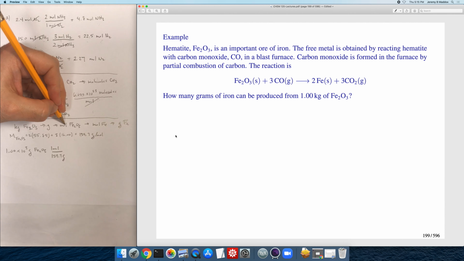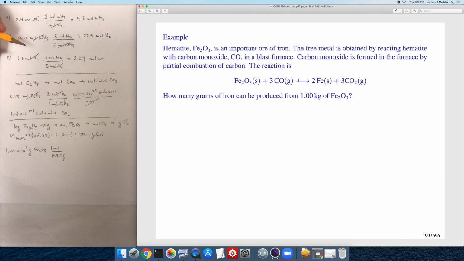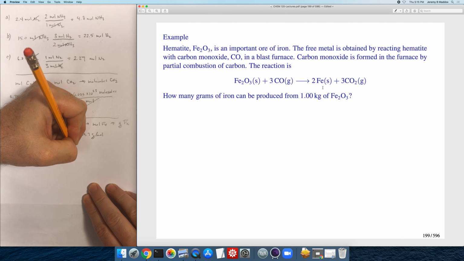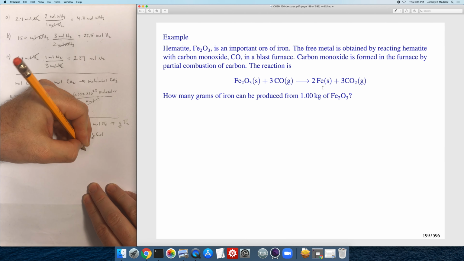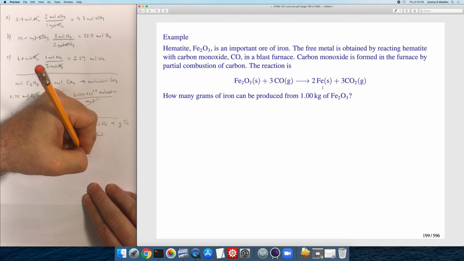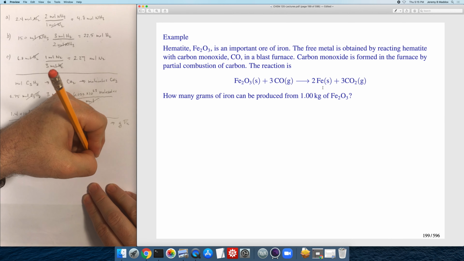Now we're going to use the stoichiometric coefficients, right? For every mole of the ore that reacts, we get 2 moles of iron. So I'm going to put 2 moles of iron in the numerator, and we'll divide by 1 mole of the iron 3 oxide.